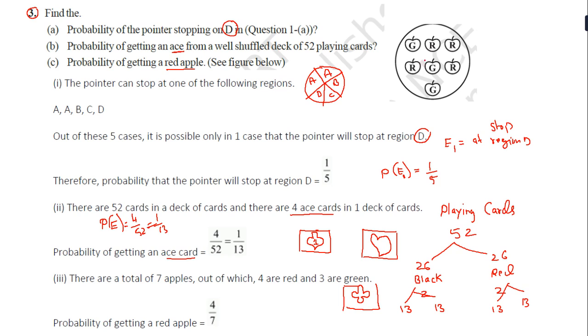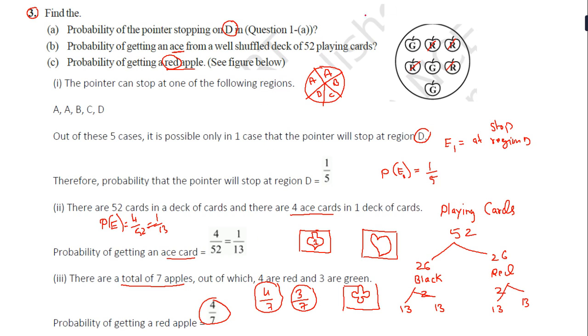Now the probability of getting a red apple. See the figure. So 1, 2, 3, 4, 5, 6 and 7. So total outcomes are 7. Out of these, we have to find the red. So 1 is red, 2 is red, 3 is red and 4 is red. So 4 by 7. Now if the question is green, then we have to write 3 by 7. So that is called probability.